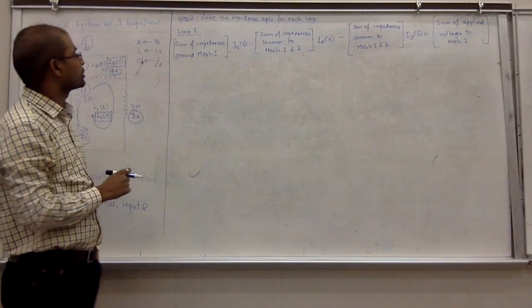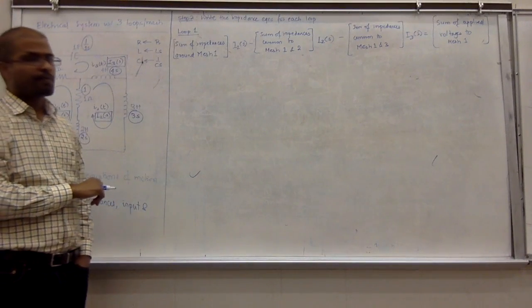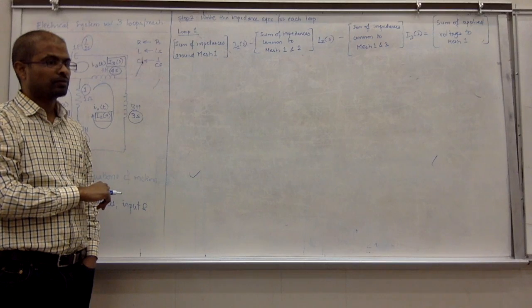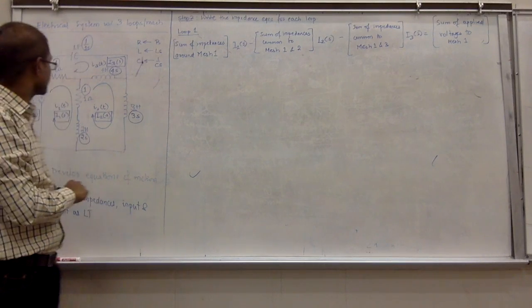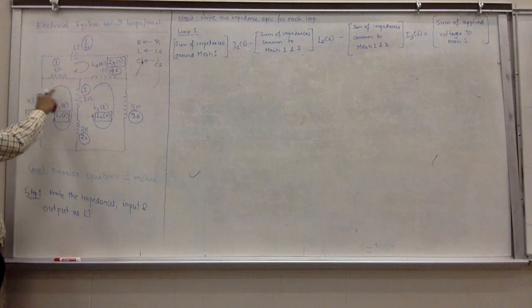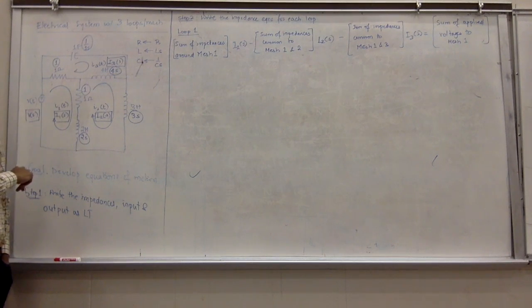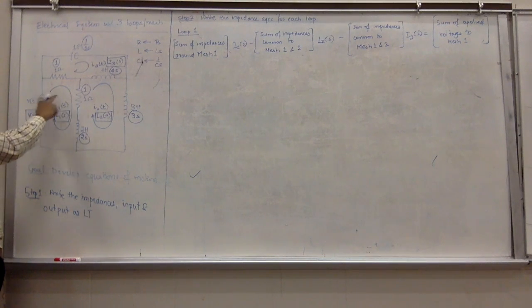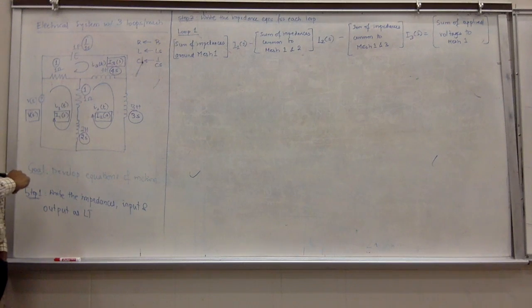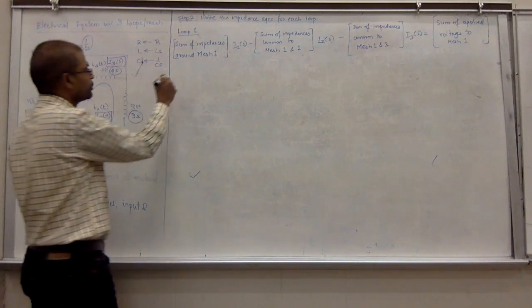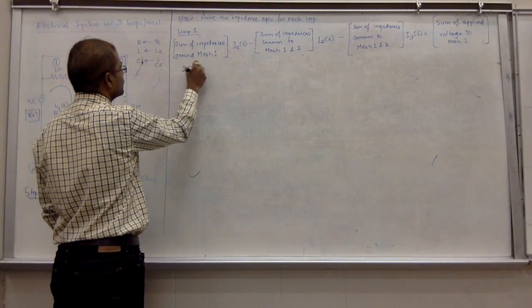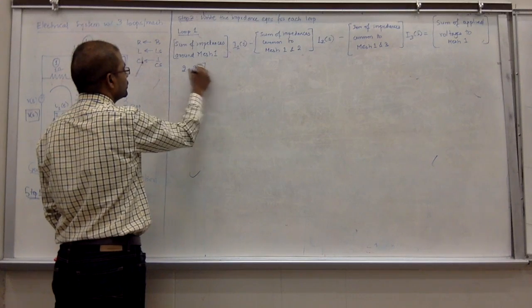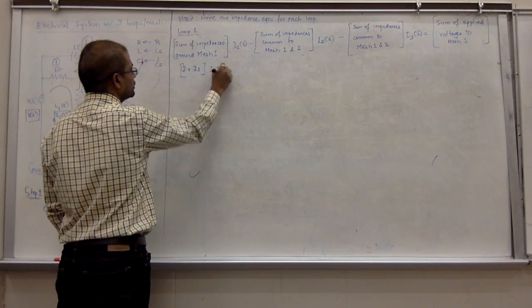So now you can tell me what are the sum of impedances around mesh 1? So this is mesh 1, right? What are the impedances? Which one is mesh one? 1, 1, 2s. Okay, so it is 2 plus 2s into I1 of s.